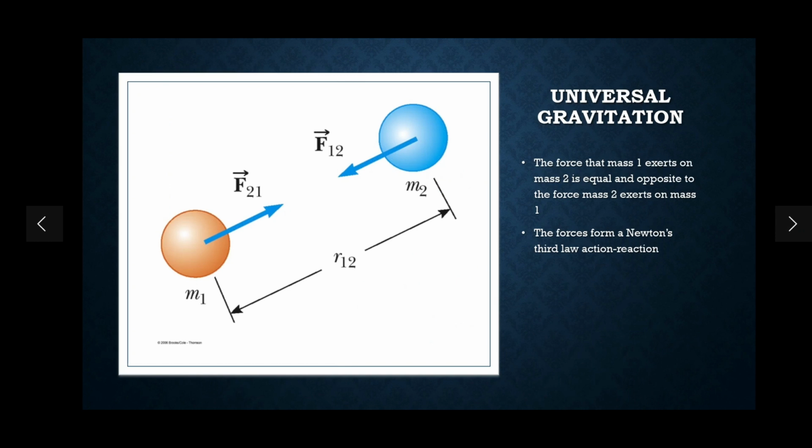What is the universal gravitation? It means that the force that mass 1 exerts on mass 2 is equal and opposite to the force that mass 2 exerts on mass 1. Let's see. So we have here two balls. The first ball exerts a force on the second ball. The force starts from the centers of these two objects. It always does. This is a law. So this law states that the force F21 is equal in magnitude but opposite to F12. This is a direct example of what we call Newton's third law, or action-reaction pair.